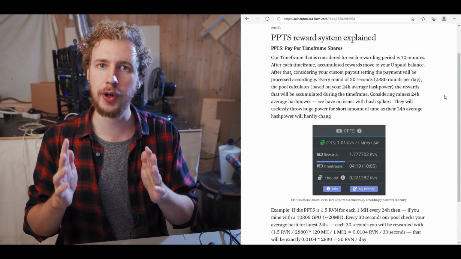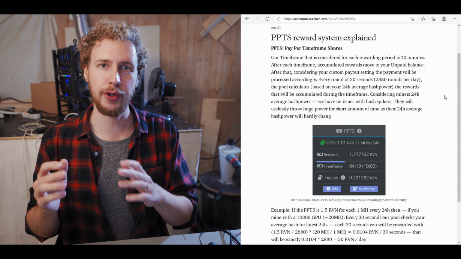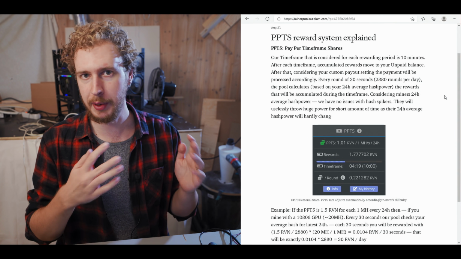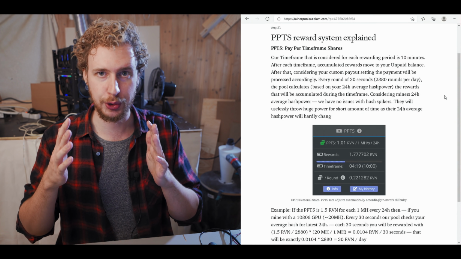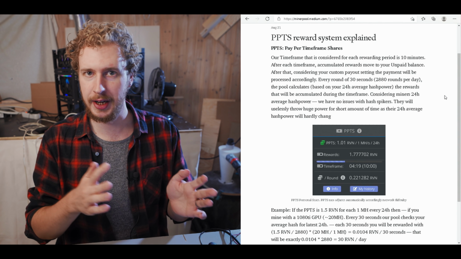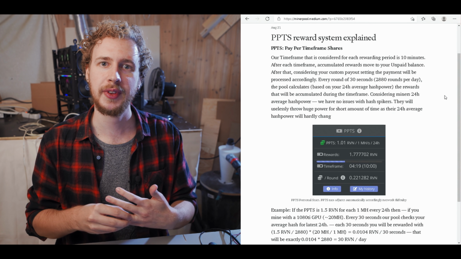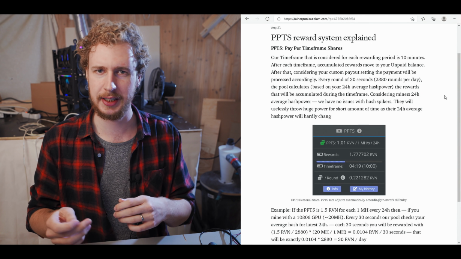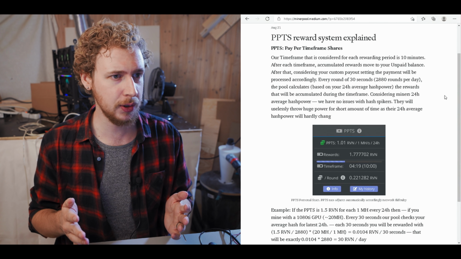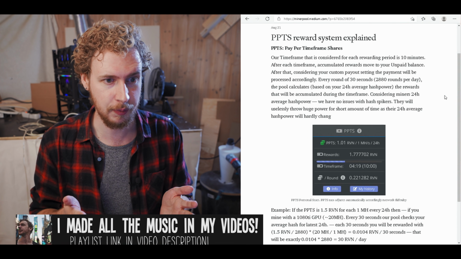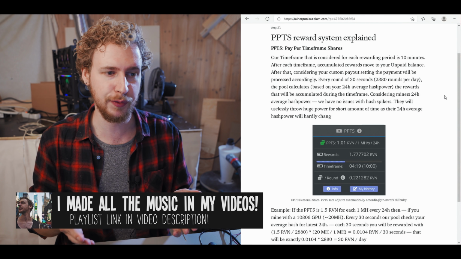Or rather, it checks what your average hash rate has been for the last 24 hours of which you've been mining to the pool, and then pays you accordingly to your hash rate, rather than how other payout systems work with pay per last N shares and stuff like that. I just thought that was really cool and an interesting way of doing it differently.